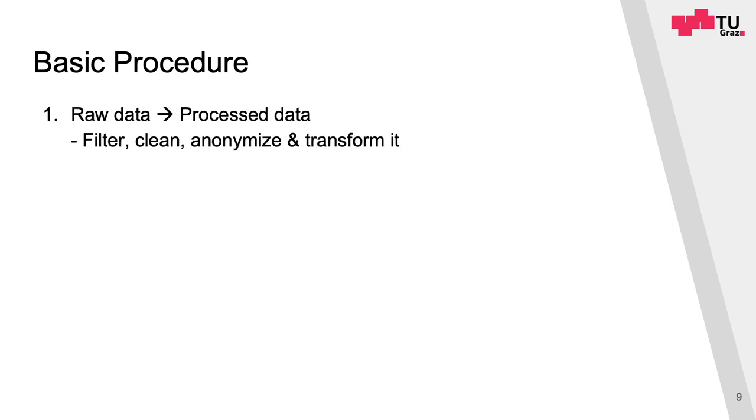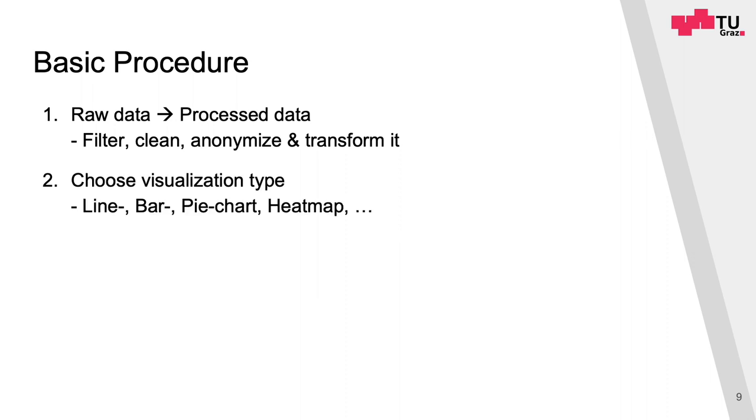So, how does the basic procedure of data visualization look like? So first, we need to get from the raw data to the processed data. And to do so, we need to perform the first 3 steps in our data analysis pipeline, namely filtering, cleaning, anonymizing, and transforming our data. And after that, we can continue with the second step, which is choosing a visualization type. For example, a line chart, a bar chart, a pie chart, or a heat map, and so on.